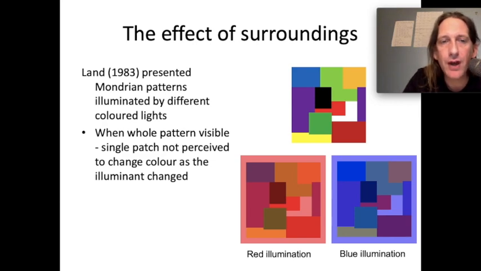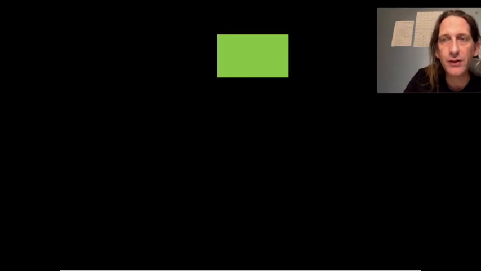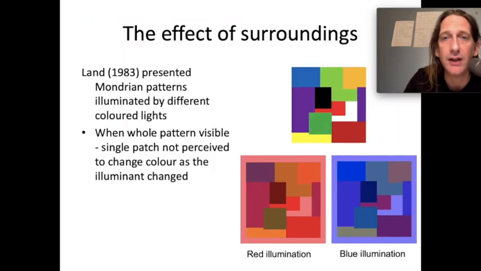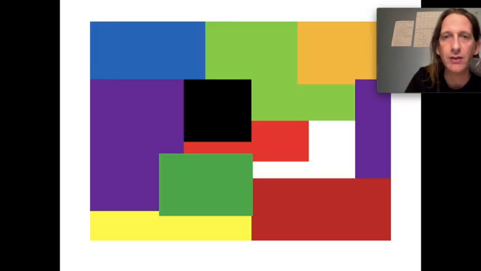However, if we only view a single patch without the surroundings under exactly the same lighting conditions, then you should perceive the colour changing. So now this is the same patch that you saw before, and I'm changing the lighting conditions just like I did before, and now you notice quite a dramatic change in colour. And this is exactly what was happening back here. So your brain is taking account of the effect of the surroundings. It's taking account of the characteristics of the illumination in the scene.